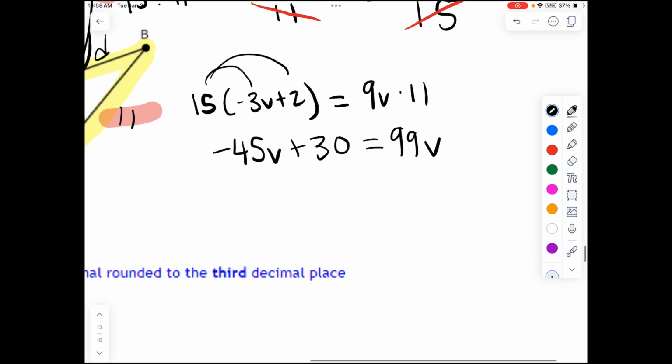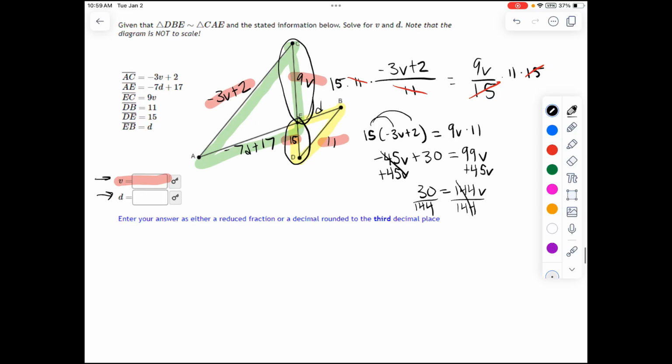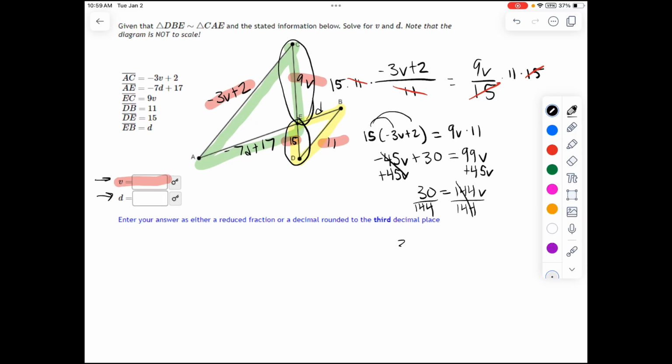Okay, and then it's just a matter of finishing solving. You want to get all of your v's together and combine them. I like having positive numbers, so I'm going to undo subtraction with addition. I'm going to add the 45v to both sides, and we get 30 equals 99 plus 45, and that'll leave us with 144v. Divide by that number, undo multiplication with division, and you're left with v equals 30 over 144.